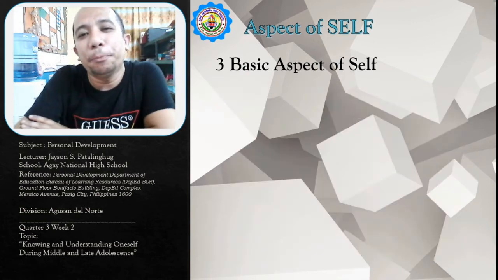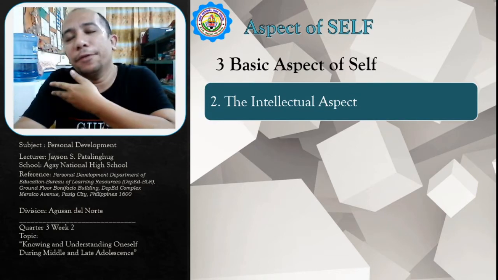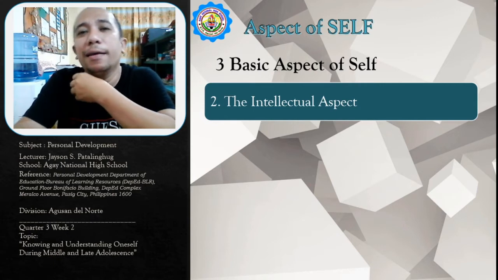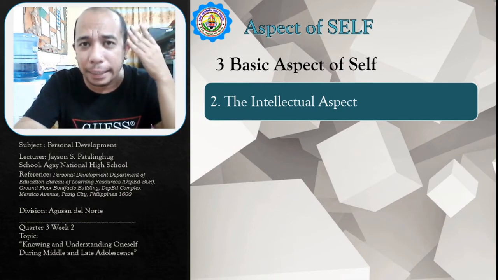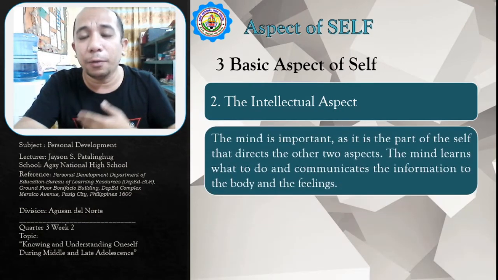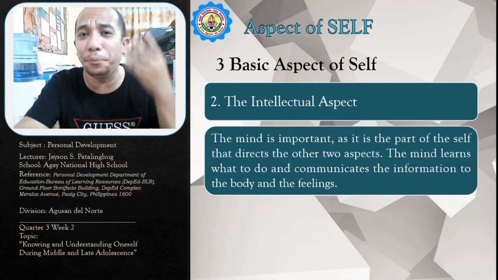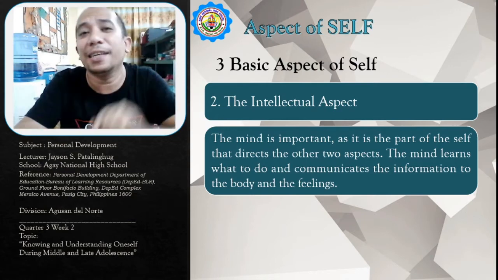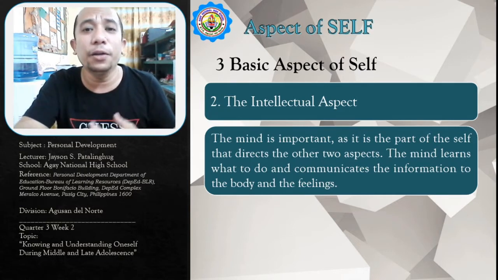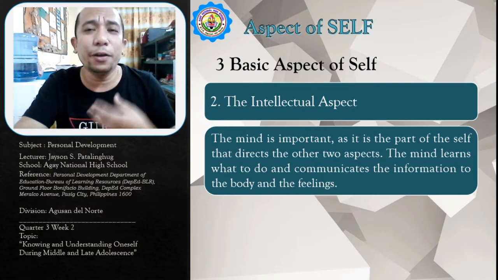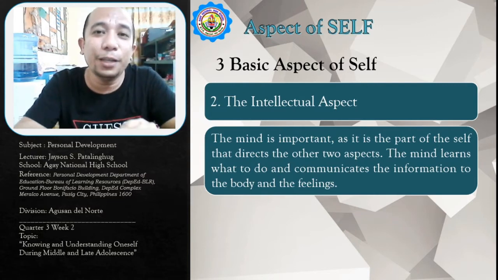Okay. So, the second aspect of ourself is the intellectual self. This refers to our mind. The mind is something that you cannot see. You know that you have a mind, you have a brain, of course, you know that, but you do not see it. Unlike your body, which you can easily see when you look at yourself in a mirror. Madaling makita. Pero itong idea natin, yung intellectual aspect, hindi ito nakikita.